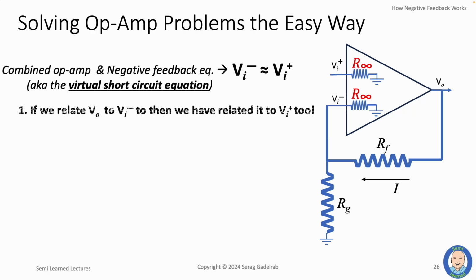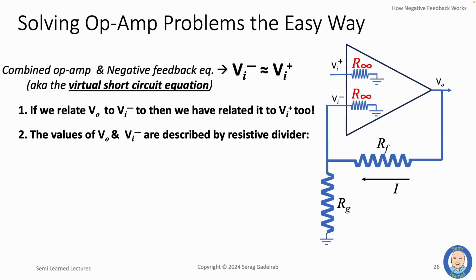If we can relate the output voltage to the voltage on the negative input node, then the virtual short circuit equation tells us that this is exactly the same relationship between the output voltage and the voltage we apply to the positive input node. Luckily for us, the output voltage and the voltage of the negative input terminal are easily described by the resistive voltage divider of two resistors. Here's the simple voltage divider equation.